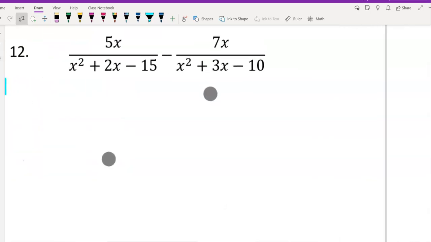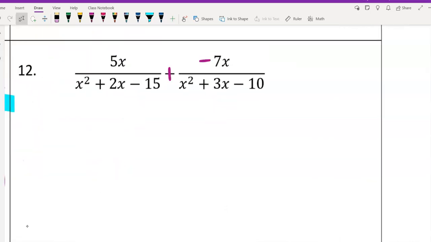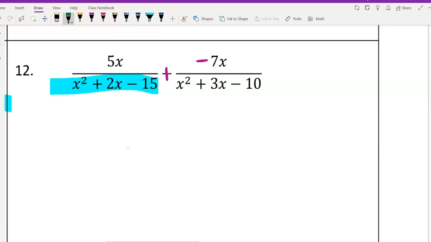Another subtraction problem. So we need to change it to addition and distribute the negative to the entire next numerator. Now, both of our denominators are quadratic, so we need to factor these. I'll start with this one. We have negative 15 on top, 2 on the bottom. So the factors that multiply to 15 and add up to 2 are going to be 3 and 5. We need them to add up to a positive 2, so we're going to have a positive 5 minus 3 to get that positive 2.